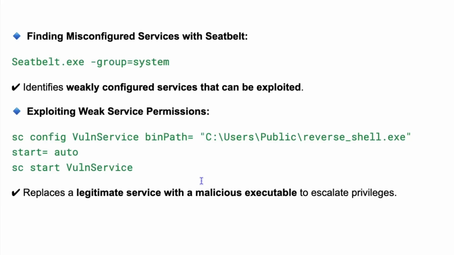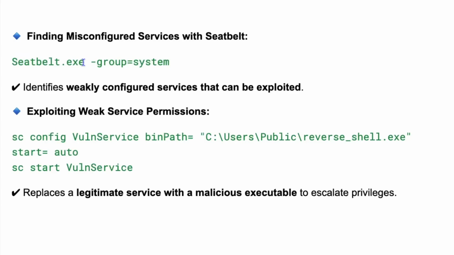So you need to find a misconfigured service, and we can do this using Seatbelt. Being that this is a Windows executable, obviously it ends with .exe. That's one of the key differentiators. When you look at anything that has .exe, 9 times out of 10, 99 times out of 100, you can conclude that this is a Windows command. This is being run on Windows terminal, okay?